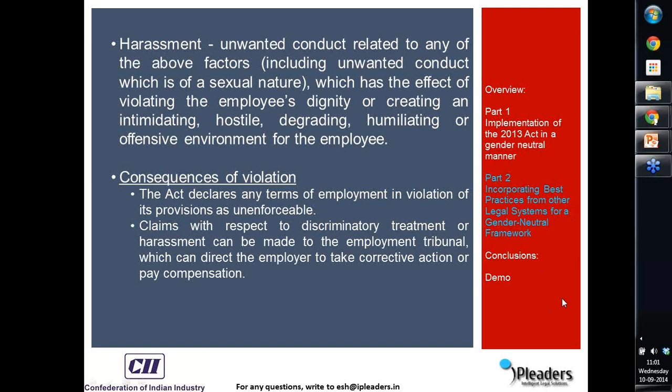So I'll broadly take you through the consequences of violation that are specified in the UK. One is very basic: any direct terms in your employment contract which are discriminatory would be violative of the Act, so they cannot be enforced. The second thing is that there is an employment tribunal created in the UK which can directly order the employer to take corrective action or pay compensation to the employee who has been discriminated against or harassed.